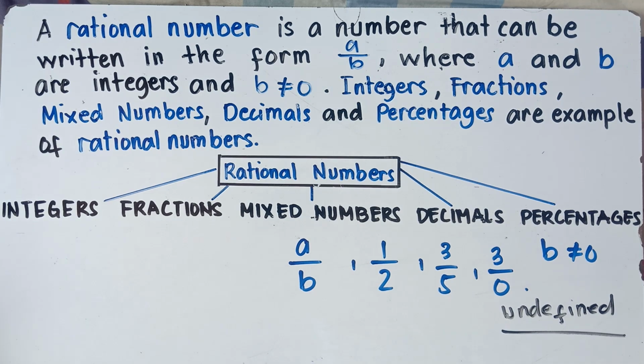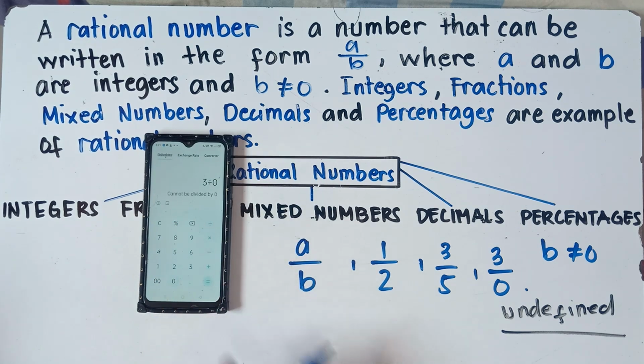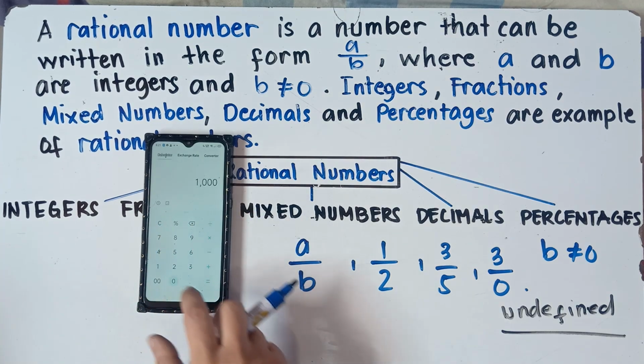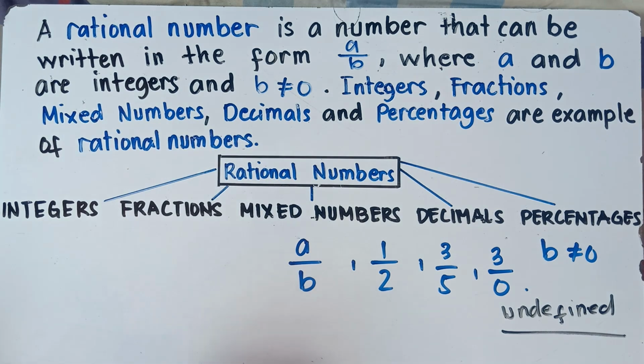Let's try that using the calculator on our cell phone. Let's divide 3 by 0. 3 divided by 0 cannot be divided by 0. Even if you use 1000, let's have 1000 divided by 0, cannot be divided by 0. So therefore, class, a rational number contains a numerator and a denominator. 1/2, 3 over 5, not 3 over 0, because this is undefined.